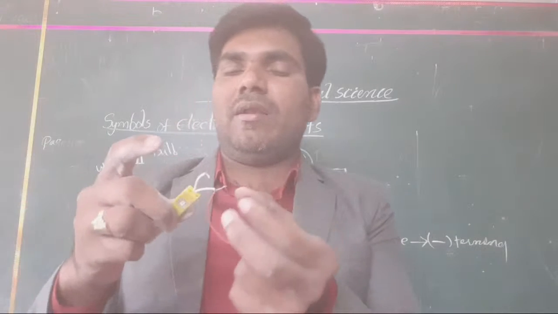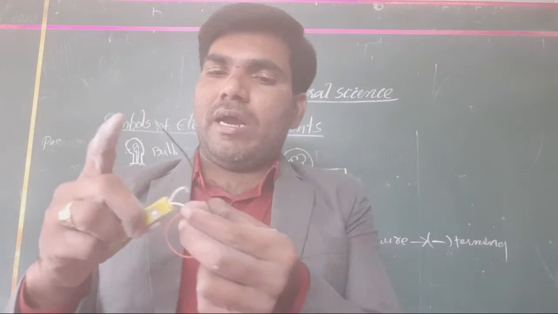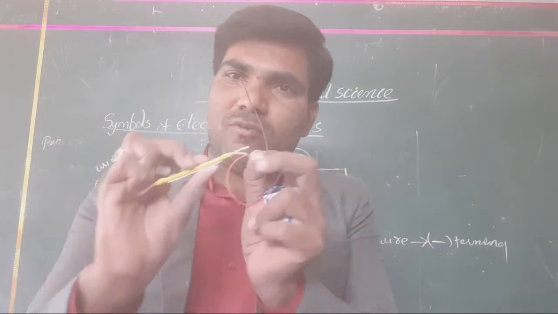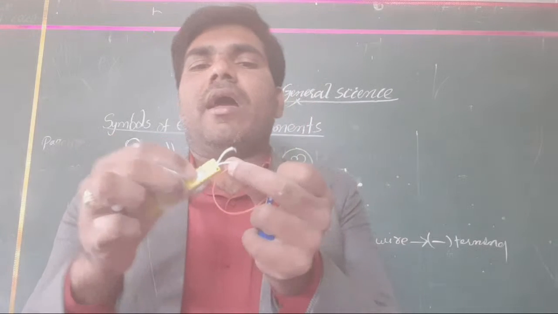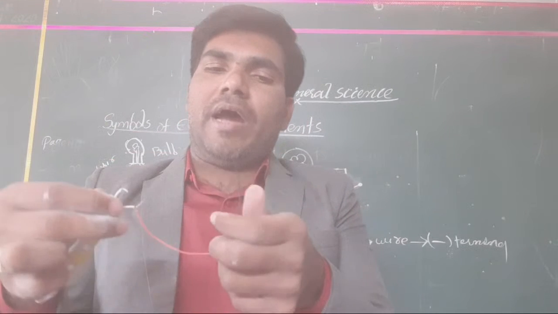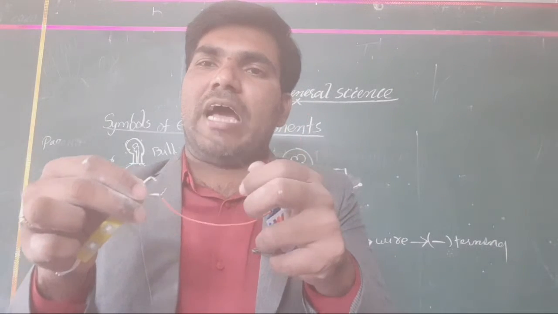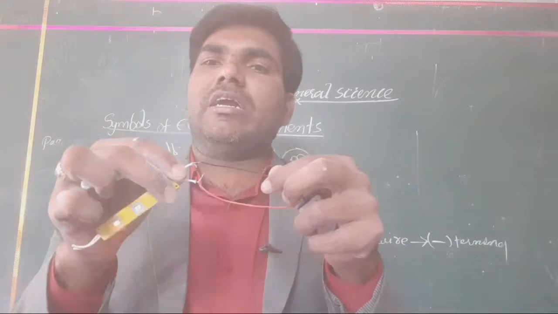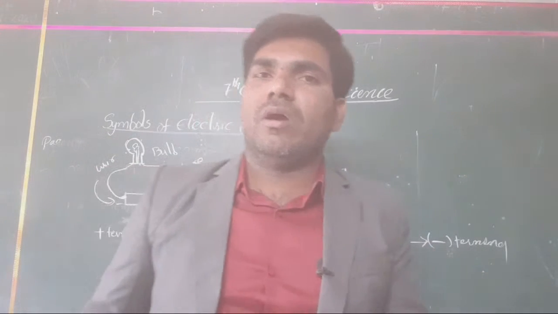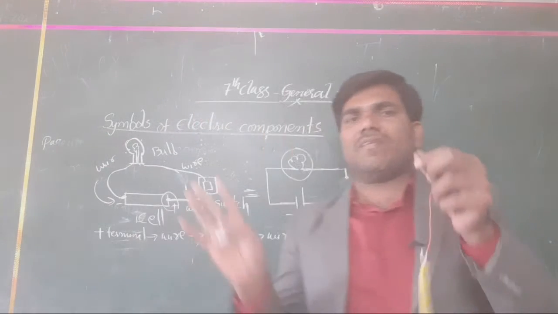Positive terminal and the wire, and then the switch. Here it is called a switch, and one more wire, the bulb, and the next wire to the negative terminal of the battery. This black one is the negative terminal. Got it? This is only the simple circuit. Whatever the electric circuit, this is the fundamental.